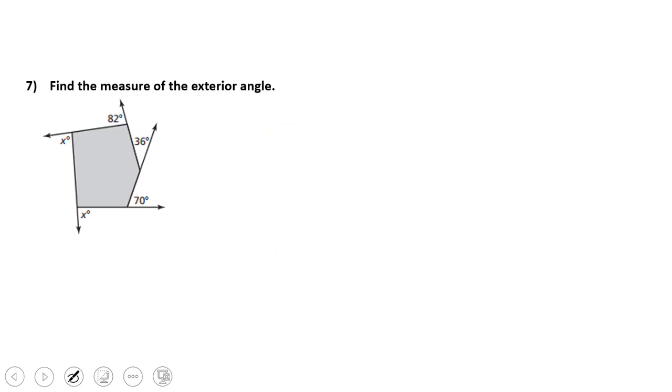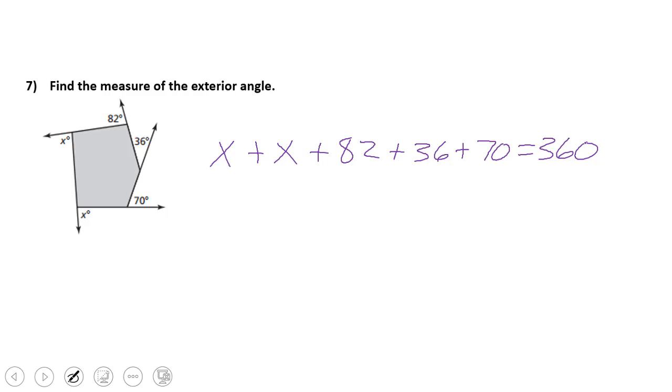Example 7. It says find the measure of the exterior angles in this one. And we can see that some of them are different. There are 2 X's, so we're going to add 2 X's together. And we're going to add an 82 degree angle, a 36 degree angle, and a 70 degree angle. And we know that the grand total must always be 360 degrees when you have a convex polygon. So we're going to simplify. We have 2 X's, and when you add the 82, the 36, and the 70, you get 188. And that will, of course, equal 360.